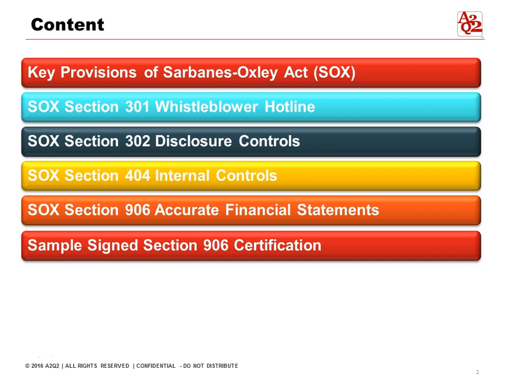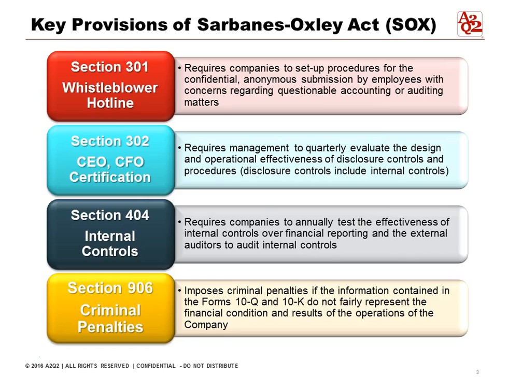So there's the 301 whistleblower hotline, there's the 302 disclosure controls, 404 internal controls, and 906 accurate financial statements. And we even show you an example of a signed 906 certification. So on one page here, I've given you a summary of the four key provisions, just in case you want a cheat sheet. But we're going to go through each of these in a little more detail, and you'll notice that in future blogs or other trainings, we really zero in on specific parts of these provisions. But this is an overview.